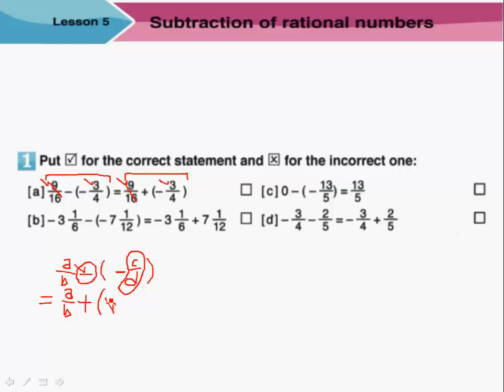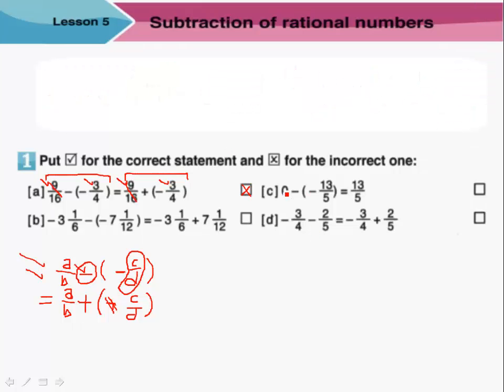But we don't write the plus. We write the rational number, which is C over D. Compare between this and this one. This will be 9 over 16 plus C over D. But here we have A over B plus minus 3 over 4, which means C over D. So this is of course wrong.